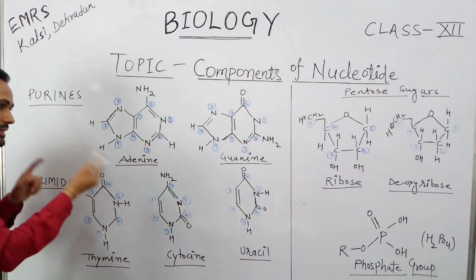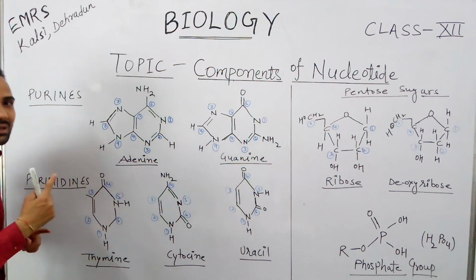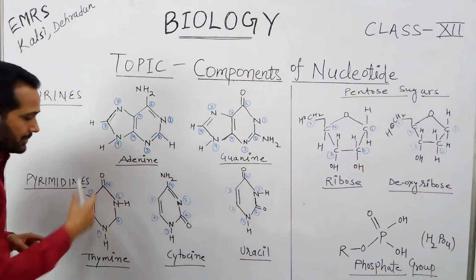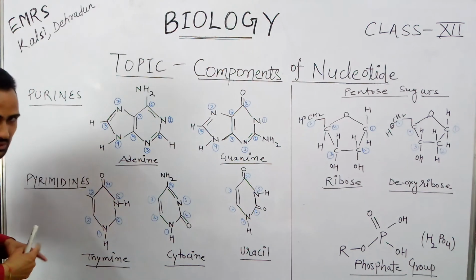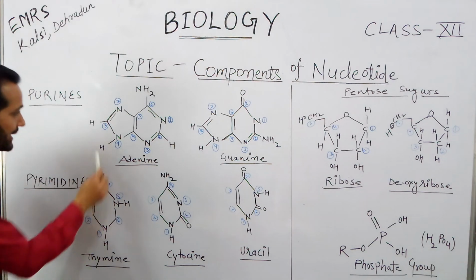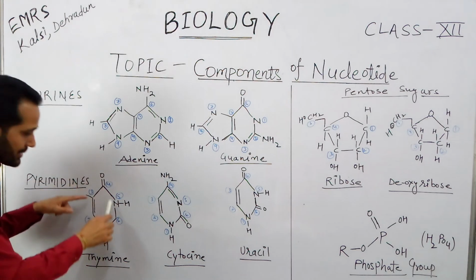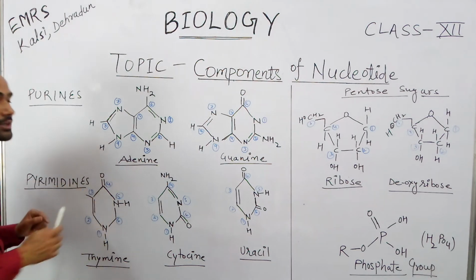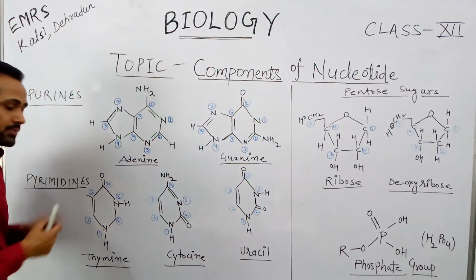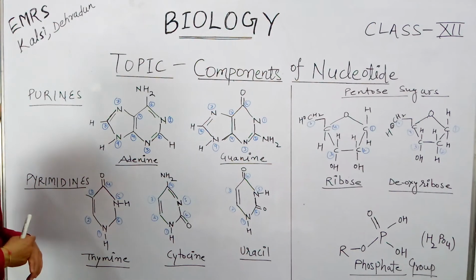These are not dicyclic because only one ring is present here. That's why it is only a cyclic structure, not a dicyclic structure like in purines. So again, numbering is very important. It is a ring structure which contains carbon and nitrogen elements in its ring. That's why it is also a heterocyclic compound.